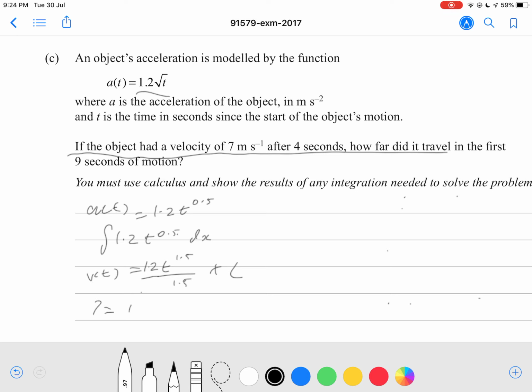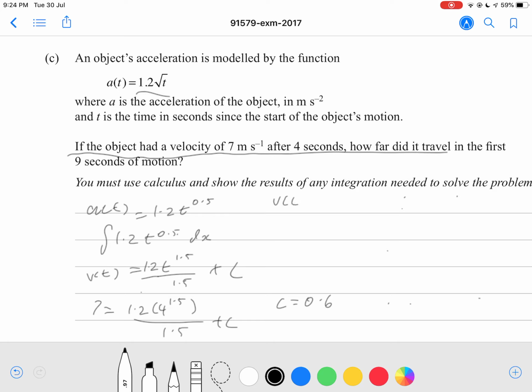So now 7 equals 1.2, t is 4, so that's 4 to the power of 1.5 divided by 1.5 plus c. And now all we need to do is do some calculator work here. Just bear with me while I get my calculator out. So 4 to the power of 1.5 times of 1.2 and divided by 1.5. That gives you the answer of 6.4. So now you know that c must be 0.6.